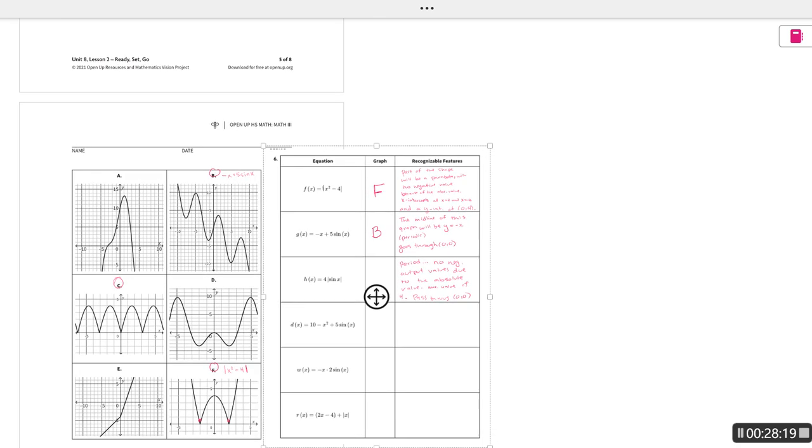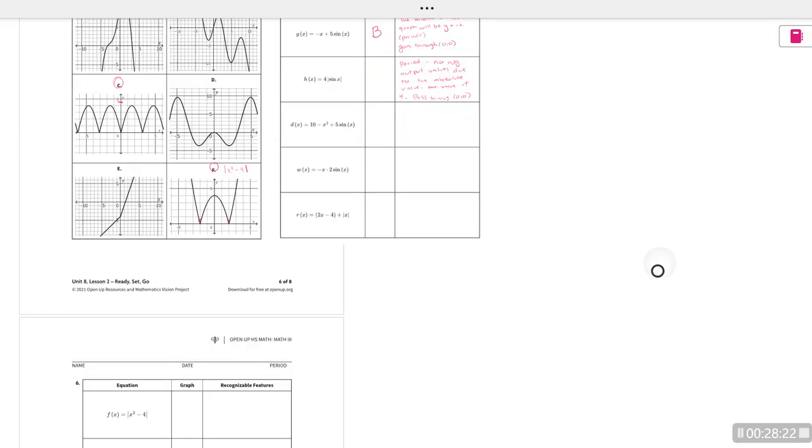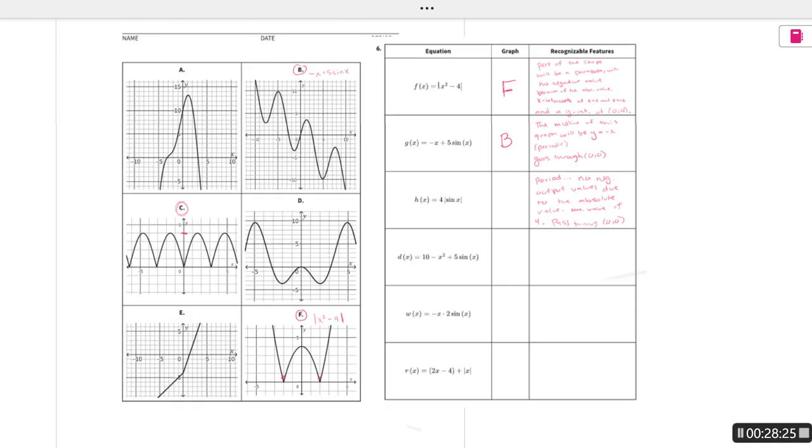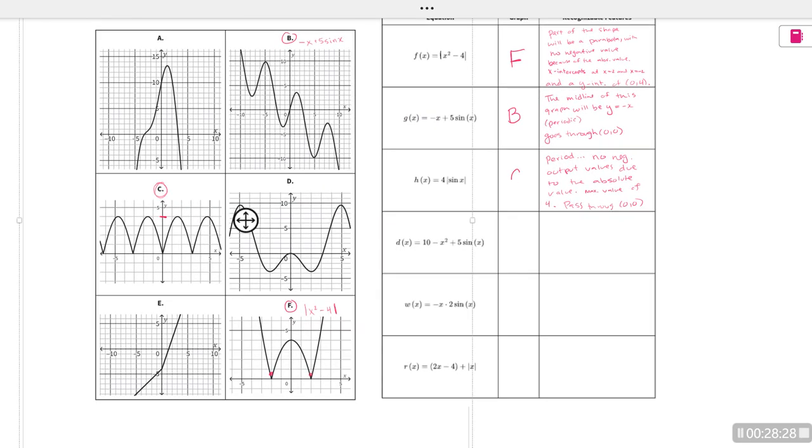Oops, I moved my sheet a little. Let me just undo that. Okay, so this is graph C, 4 absolute value sine of x. The only positive outputs is definitely one of the number 1 clues into that one. Our next one, D of x, says 10 minus x squared plus 5 sine of x. So we're seeing this quadratic piece, this parabola piece, and this periodic piece of it.